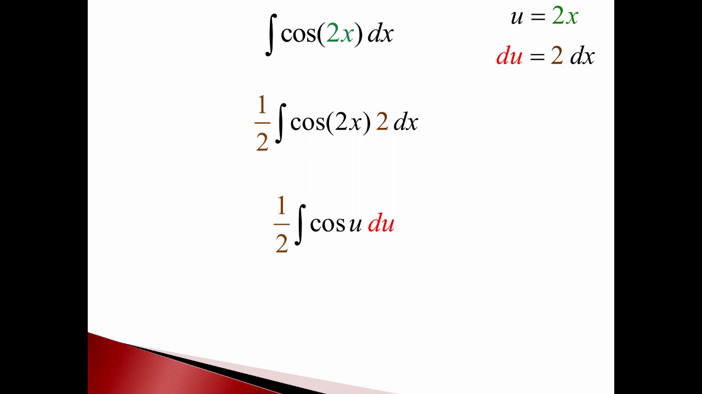And now that's an integral with just one variable, so I know what the integral of cosine of u is. It's sine of u. Now substitute the 2x back in there for the u. And don't forget the plus c, right? On almost all these problems we're going to be doing, they're indefinite integrals, so they'll always have the plus c at the end.